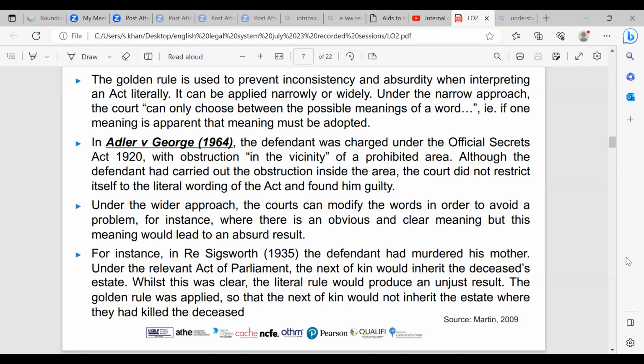Under the wider approach, the courts can modify the words in order to avoid a problem, for instance, where there's an obvious and clear meaning, but this meaning would lead to an absurd result. For instance, in the case of Re Sigsworth, 1935, the defendant had murdered his mother. Under the relevant Act of Parliament, the next of kin would inherit the deceased's estate. Whilst this was clear, the literal rule would produce an unjust result. The golden rule was applied so that the next of kin would not inherit the estate where they had killed the deceased.